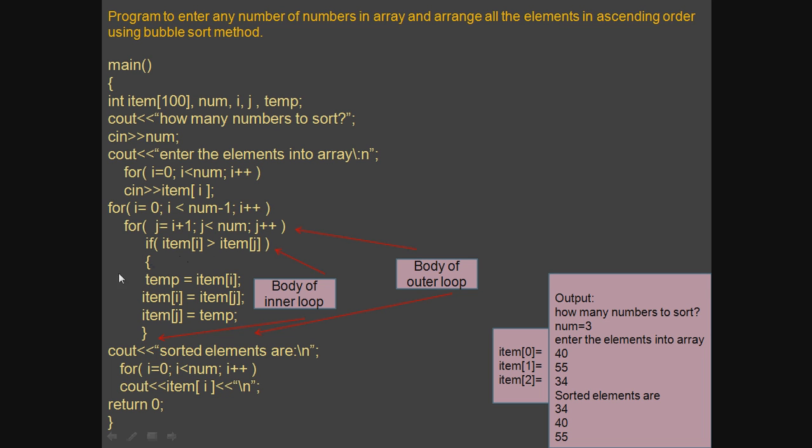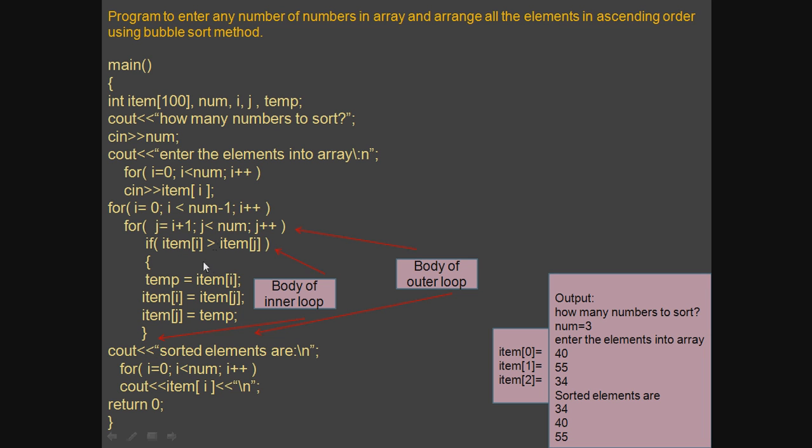Then after that, as long as this test condition j is less than num is true, j will get incremented, and the body of this inner for loop will keep on executing. Once j is less than num becomes false, it will go to the outer for loop, and i will get incremented again. The test condition will run. After that, the body of the outer for loop will again execute, which means that the inner for loop will start the test condition.